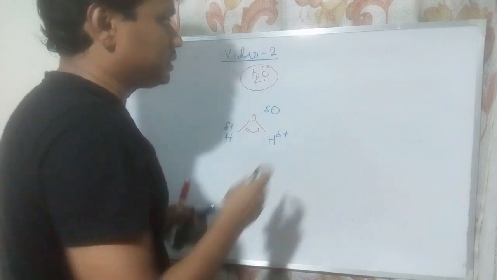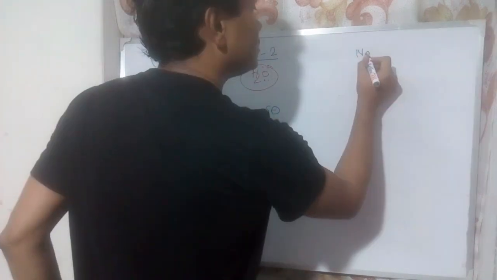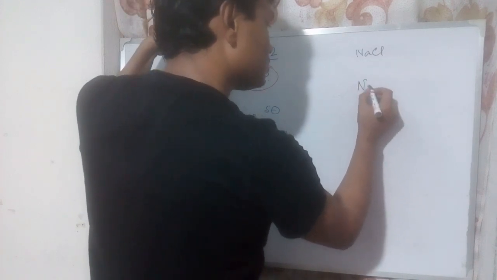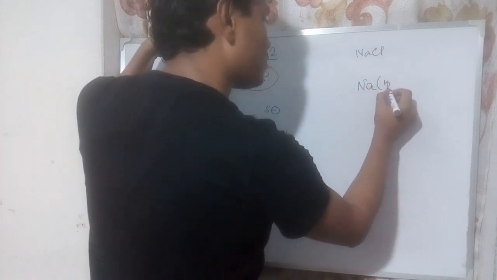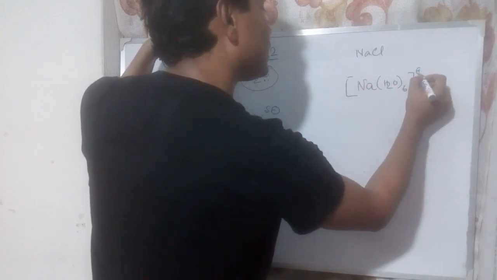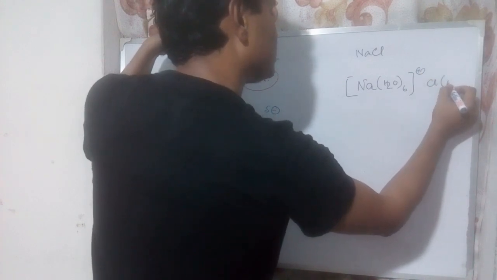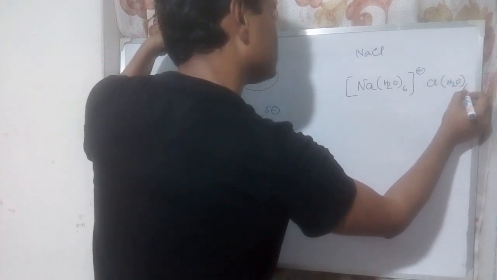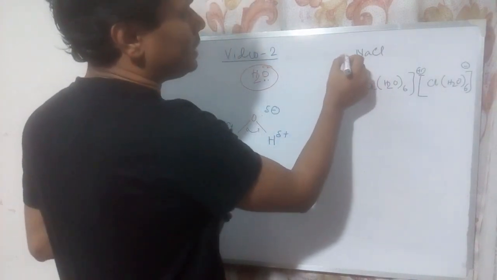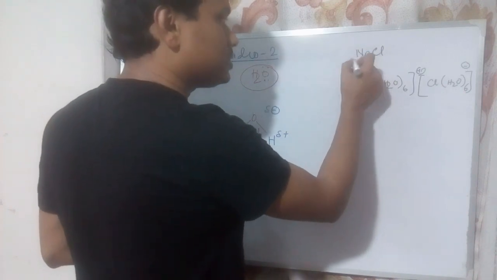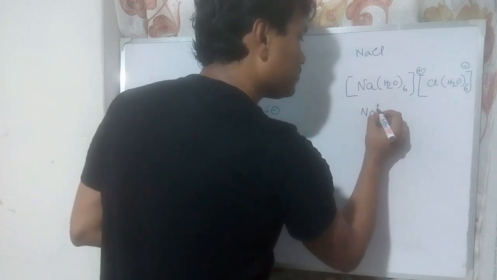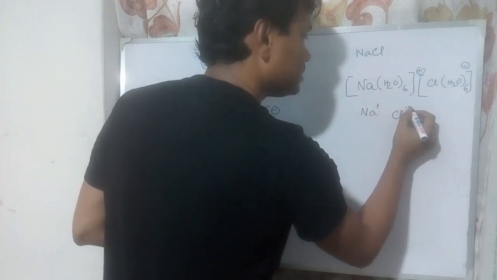So let's take a simple example, sodium chloride. Sodium chloride gets solubilized in water as the sodium hexaaqua complex, [Na(H2O)6]+, and the chloride hexaaqua complex, [Cl(H2O)6]-. How? Actually, sodium chloride, though we write it in this way, is an ionic compound. Ionic compound means it remains as Na+ and Cl-.